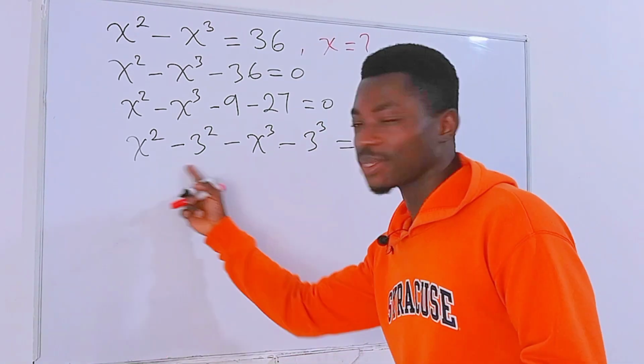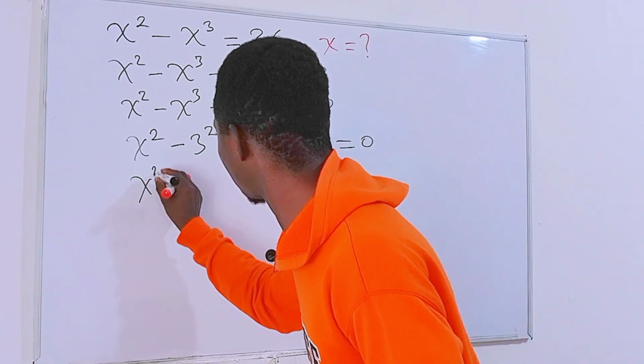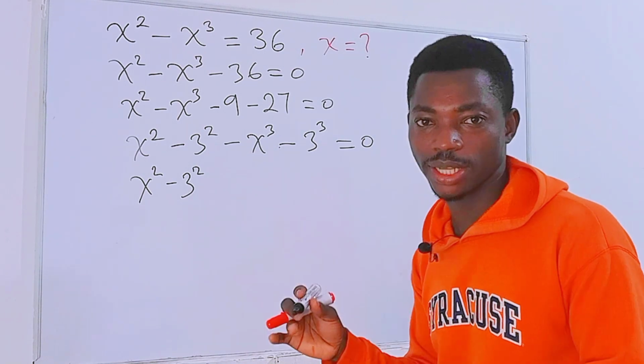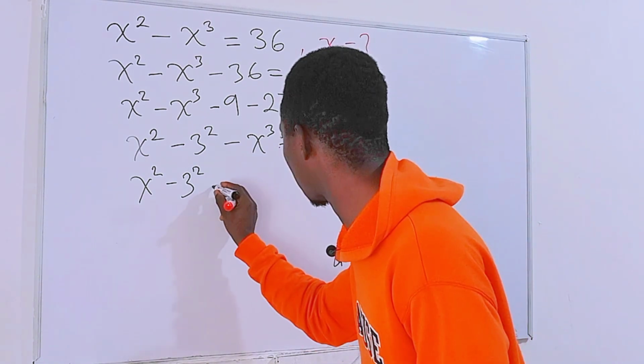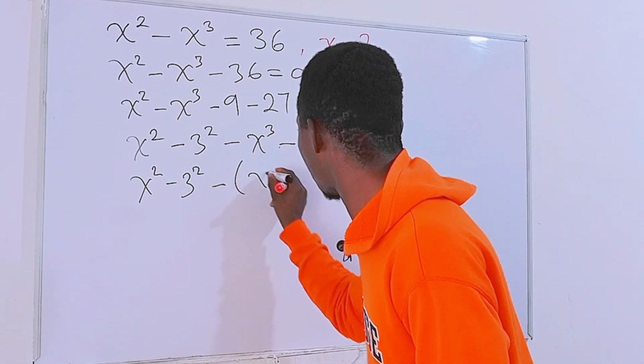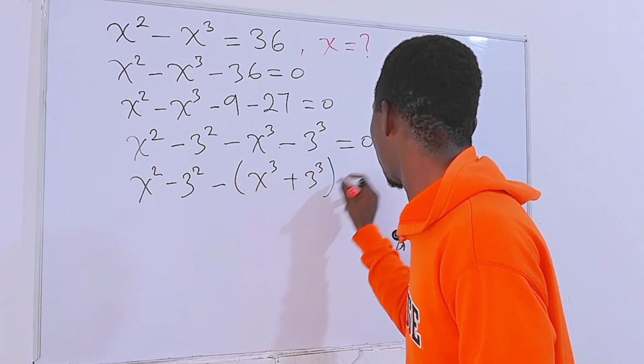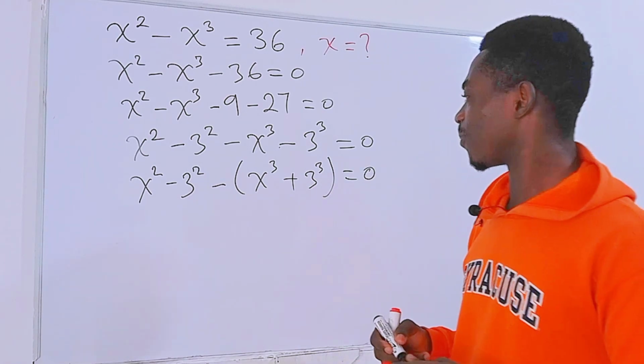Interesting. First of all, let's maintain this: x to the second power minus 3 to the second power. Then right from here, we can factor out negative 1, so that we will get negative 1 times x to the third power plus 3 to the third power, and this is 0.